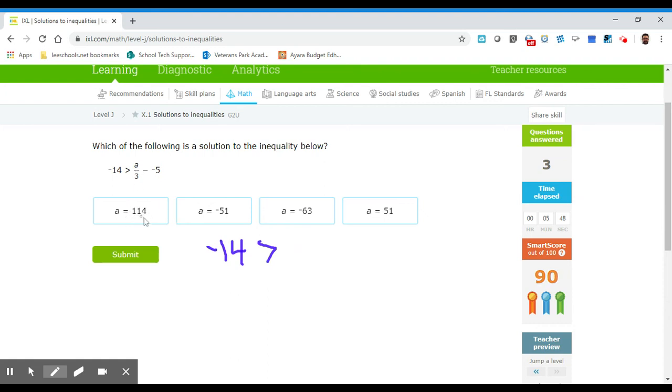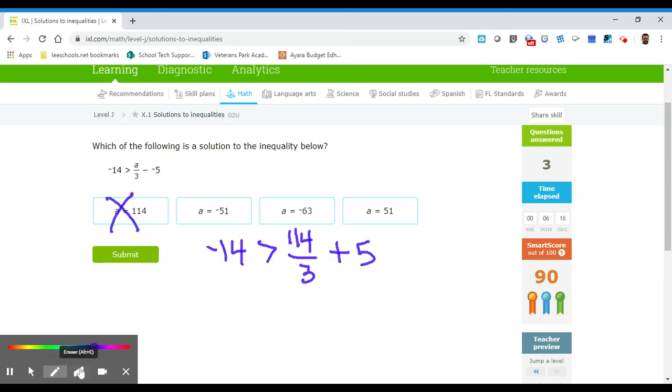So let's plug in negative 114 here. So negative 114 over 3 plus 5 because it's negative negative, right? So without even solving this, we know it's going to be positive. We don't even need to figure it out. And because it's positive, it's going to be larger than that side. So this is not a solution. Okay, so don't select that one. That is not a solution because this is positive. Okay, let's look at the next one.